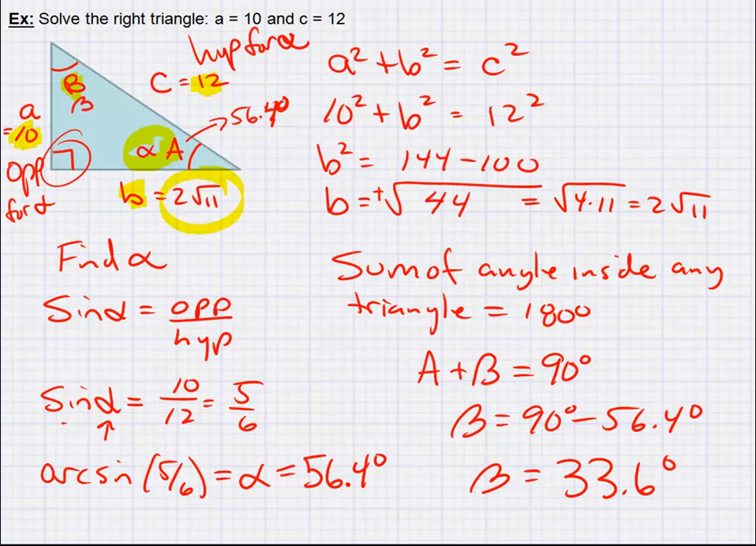So now we've solved the whole triangle. We know what all the sides are: A is 10, C is 12, B we found to be 2 square root of 11. And we know what all the angles are. One of them is 90 degrees because it's a right triangle. One of the angles, alpha, is 56.4. The other angle, beta, is 33.6. This is a fairly common type of question when it comes to right triangles: solve the triangle. Essentially what it means is, given a certain amount of information, find the remaining parts. So find the remaining angles and the remaining sides.